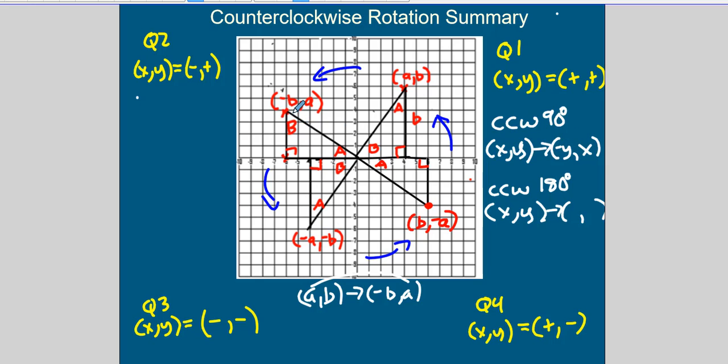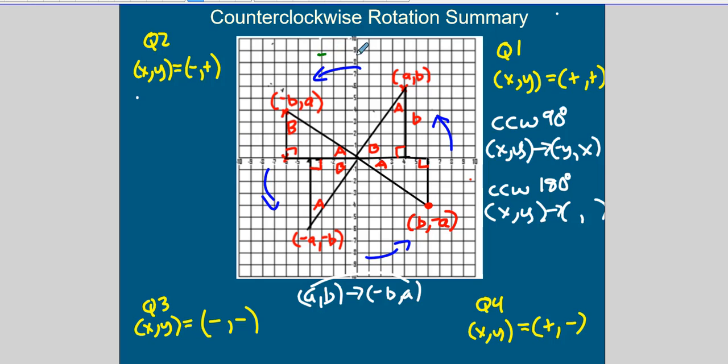So like here, the x coordinate gets moved to the y coordinate. The y coordinate gets moved to the x coordinate. You take the negative of it, and you could keep doing that forever in the counterclockwise direction. Now let's talk about the clockwise direction, which is the opposite way.